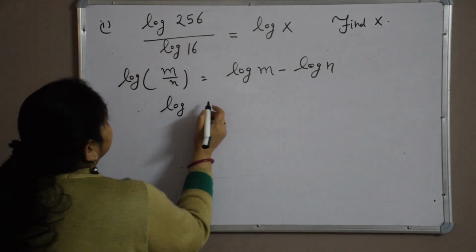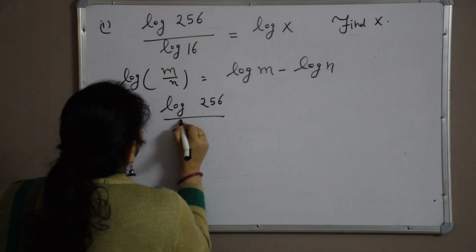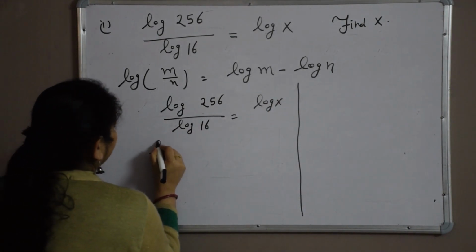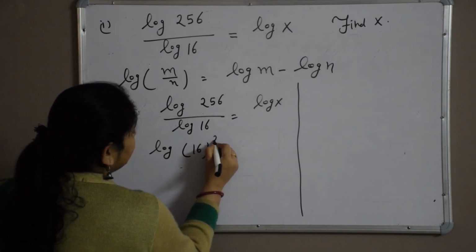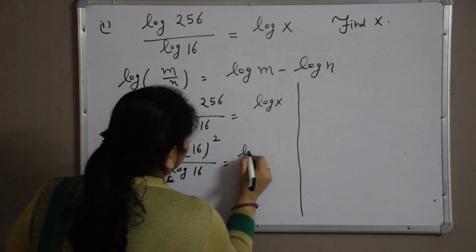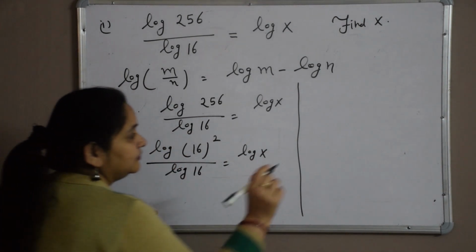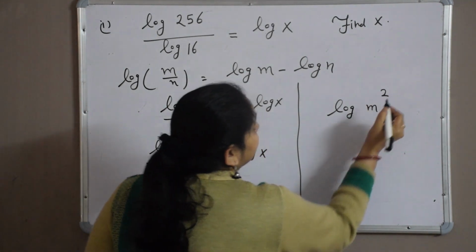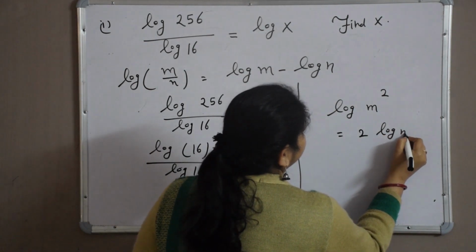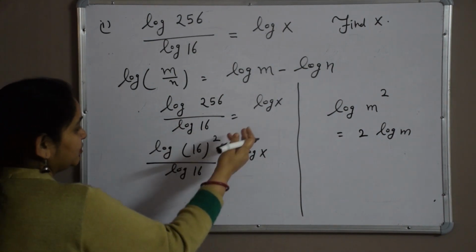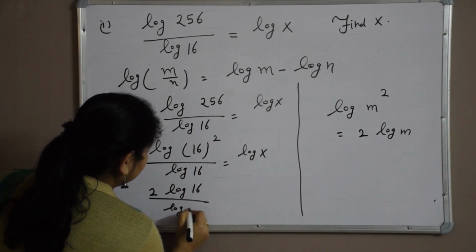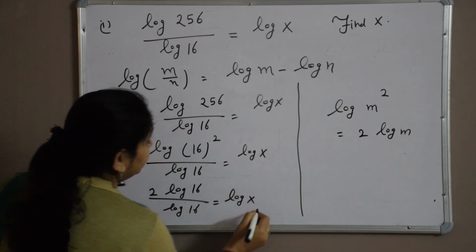Now we have log of 256 divided by log of 16 is equal to log of x, and we have to find the value of x. Now 256, can we write it like 16 square? We know that 256 is 16 square. Now we know one more property: log of m square, whatever is the value in the power, that will come out, equals 2 log of m. So here is the same case, log of 16 square, so 2 will come out: 2 log of 16 divided by log of 16 is equal to log of x.